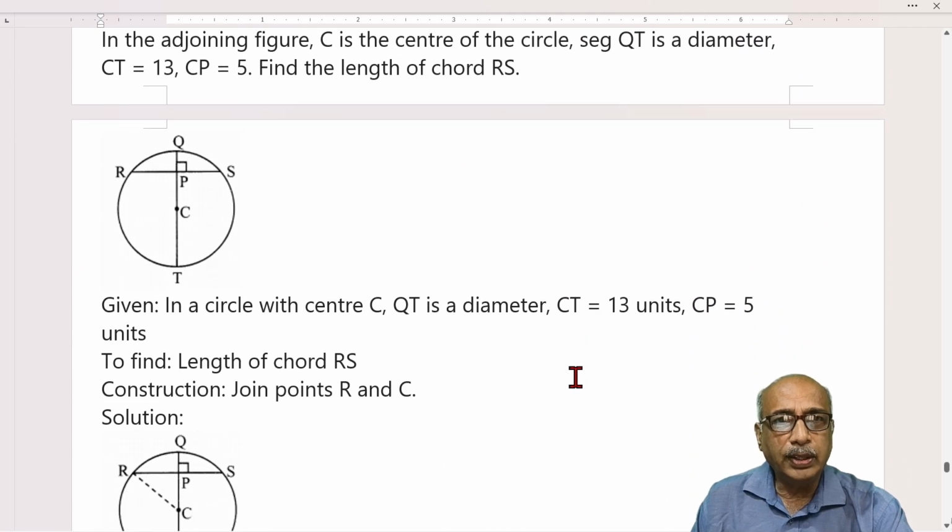Question 4. In the adjoining figure, C is the center of the circle. Segment QT is the diameter. CT equals the radius 13. CP equals 5. So CS will also be 13. Find the length of the chord RS.